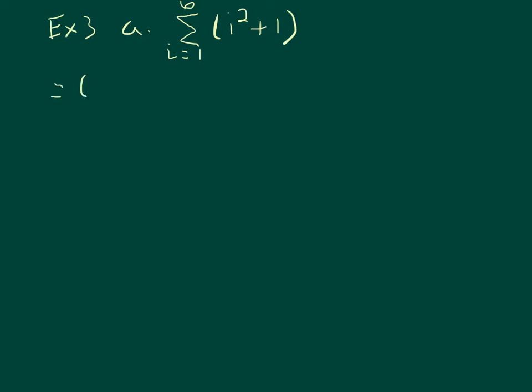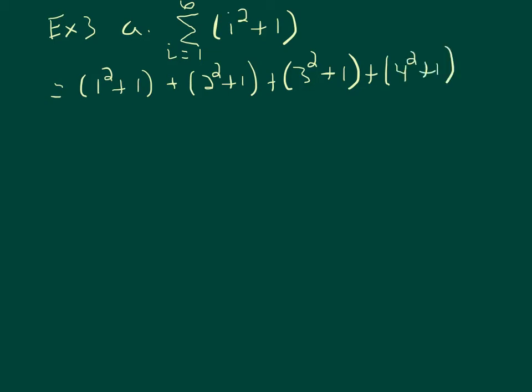If we start with 1, we would have 1 squared plus 1, and we would add that to the next term, which would be 2 squared plus 1. And then we'd go to 3 squared plus 1, and then 4 squared plus 1. I'm running out of room, so we need a little more room underneath. So we've got a 5 squared plus 1, all the way to 6 squared plus 1.